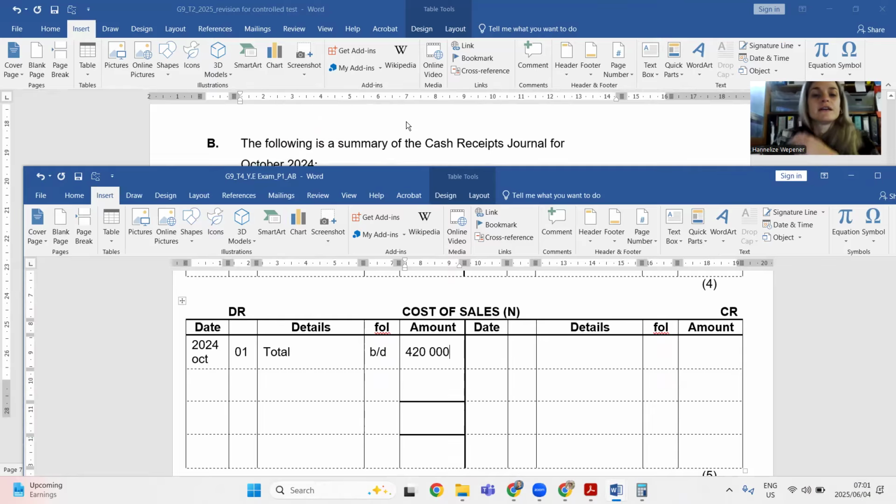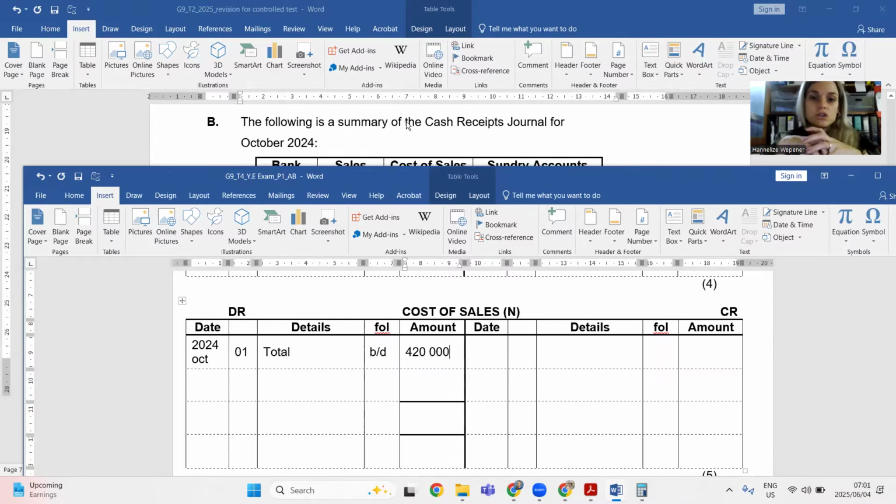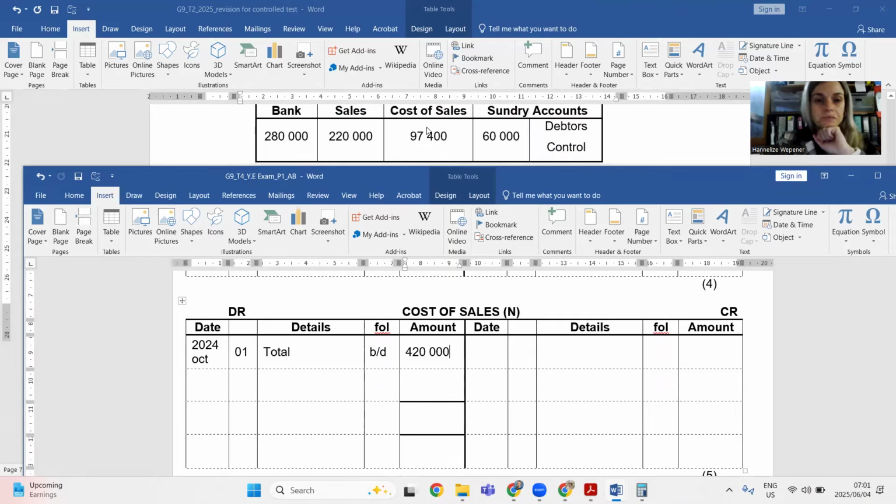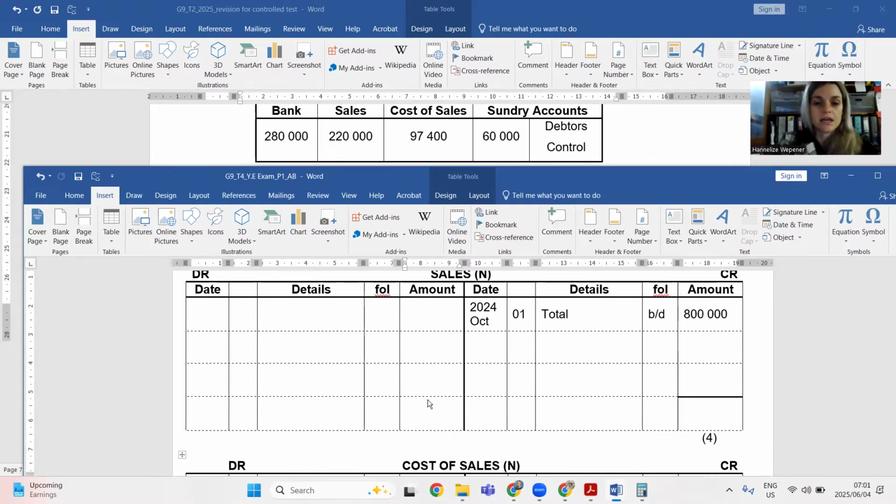So moving on. Now you have to take each one of your journals and post that information to your ledger. When we are looking at our cash receipts journal, it means that we received money. Therefore, we have more money in the bank, 280,000. The reason why we have more money in the bank is because we had more sales. We can't have sales without trading stock leaving our business. That's why we have cost of sales. And then we also receive some money from our debtors. In other words, they made payment towards their accounts.